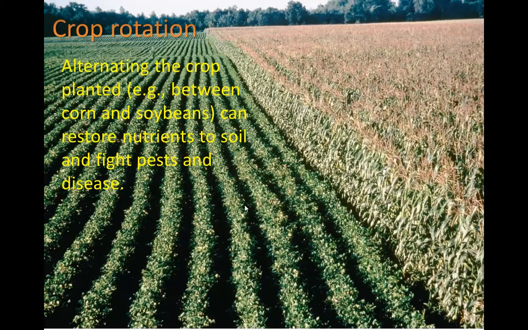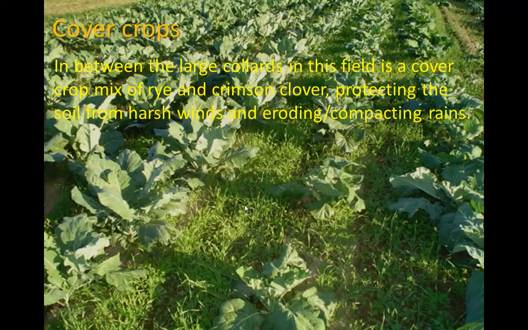Crop rotation means alternating the crop planted, for example, between corn and soybeans. One season you might grow corn, the next season you might grow soybeans to help restore nitrogen into the soil. This can restore nutrients and help fight pests and disease. Because you might have a pest that really likes corn during one season, but then the next season you're planting soybeans and that pest goes away or dies, rather than sticking around for the next year's crop.